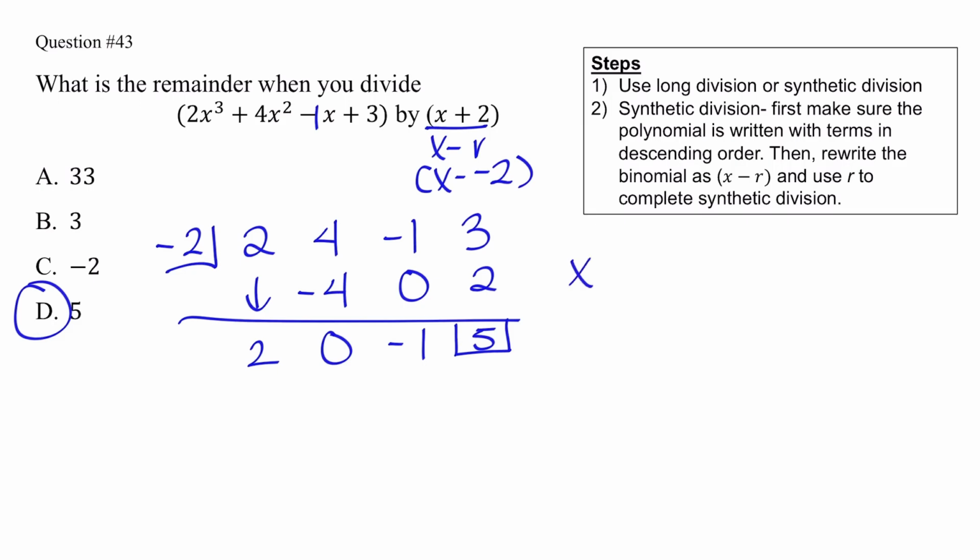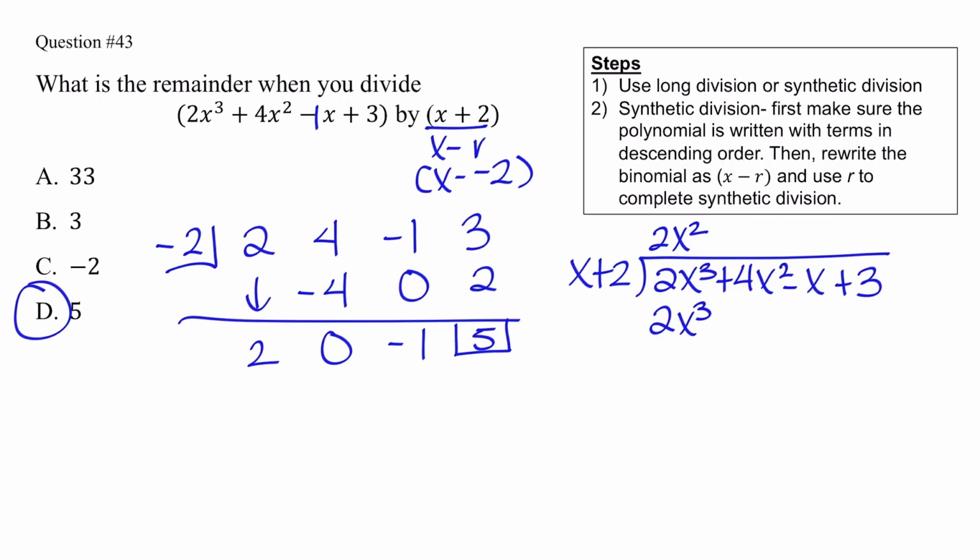If you choose to do long division, we're going to do x plus 2 here, and then we have 2x cubed plus 4x squared minus x plus 3. X times 2x squared is going to be 2x cubed. 2 times 2x squared is going to be plus 4x squared. So this is all going to cancel when we subtract. So I'm just going to bring down the minus x.